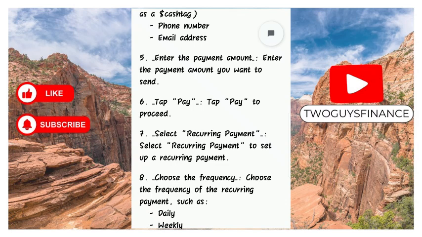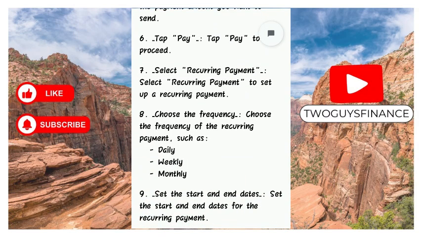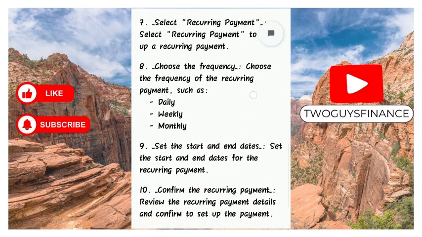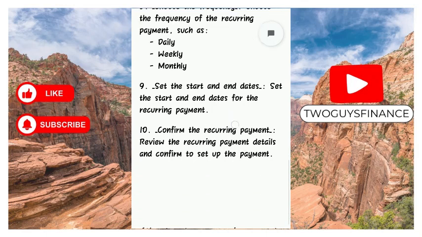Now you can select recurring payments to set up a recurring payment, and then choose the frequency of the recurring payment, such as daily, weekly, or it could be monthly. And then just set the start and end date for the recurring payments and review the recurring payment details and confirm to set up the payment.